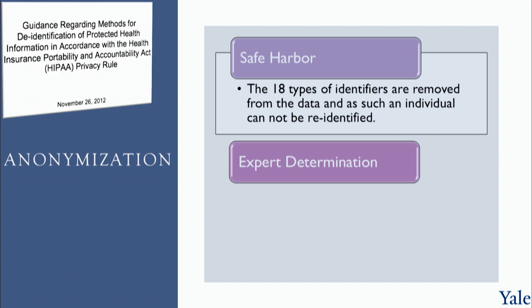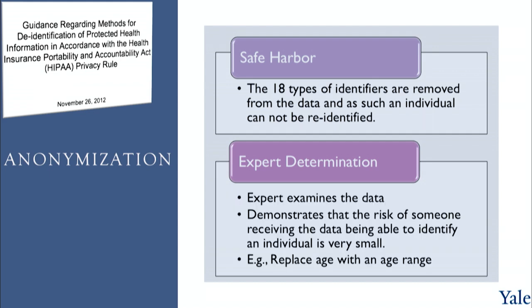You strip out all the information related to the patient, you get raw data, and that's the extent of it. Expert determination: in expert determination, we try to preserve a little bit more of the data because we may need it for some kind of study. So here the process goes, the expert examines the data and they demonstrate that the risk of someone receiving the data being able to identify an individual is very small.